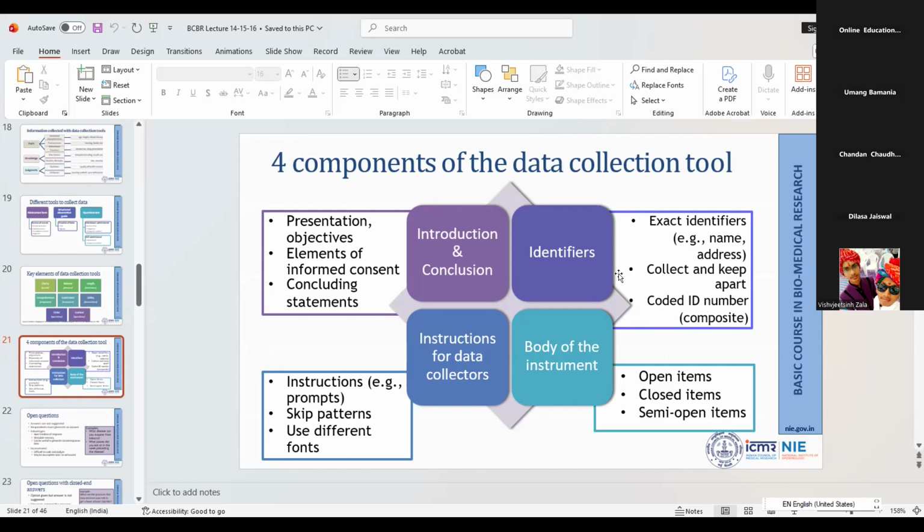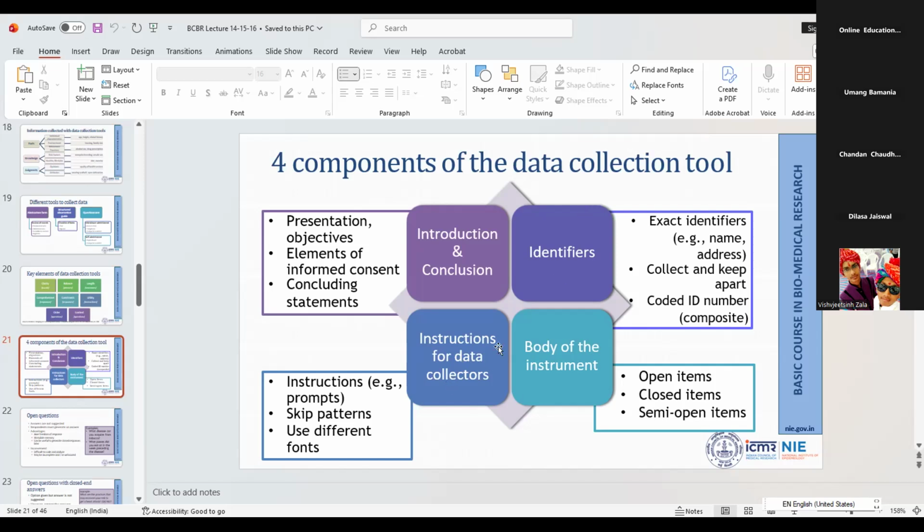Then second is identifiers. So what are the identifiers? The exact identifiers of the participant, like name and address, it is better to collect and keep in a separate page. But here also we have to keep in mind the concept of confidentiality. So we will code the identifiers, giving a code to every participant according to their name or address. So these are the identifier part.